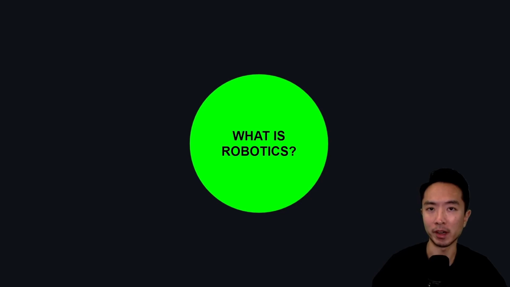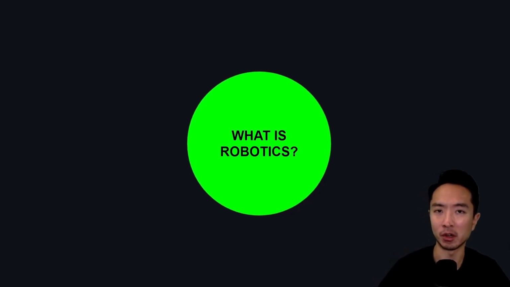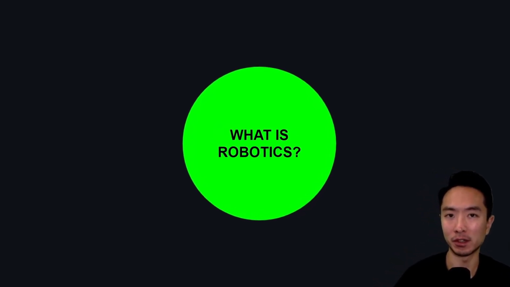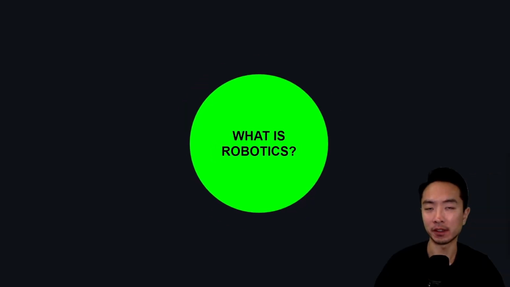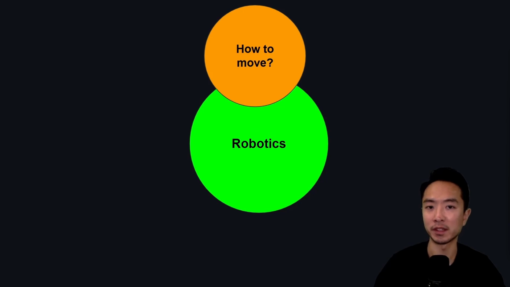So what is robotics? What makes robotics so hard is that there's so many disciplines involved, so I'll be going over each one so you get a better idea of what it is. Specifically, I'll be diving into the software aspects of robotics. So the first one is how to move. That's usually described by what's called kinematics.